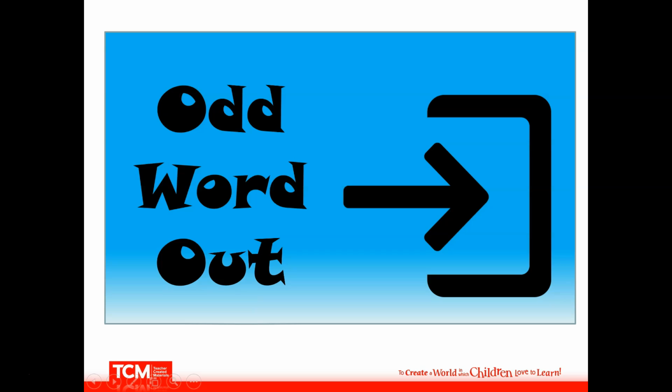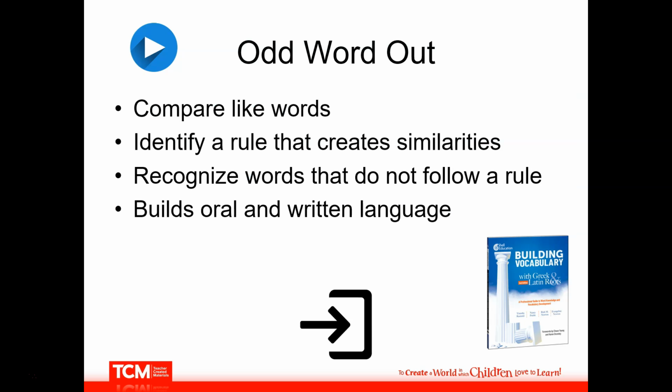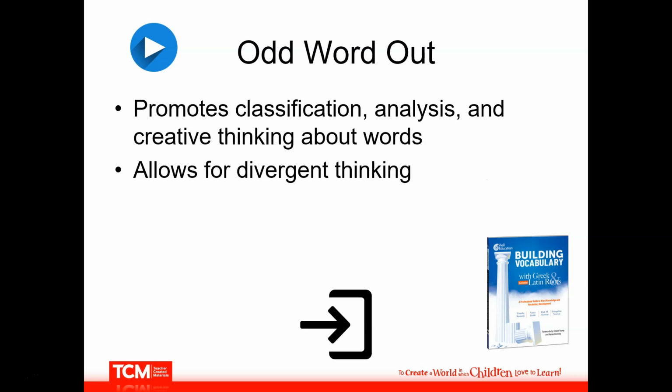All right, now that we've taken a look at semantic feature analysis, let's dive into the second strategy for today, which is called the odd word out. What odd word out allows us as educators, and allows our students, to do is compare like words. But the other thing that we have to make sure they do is identify a rule that creates the similarities between those words, and then also recognize words that do not follow a rule. This helps them build oral and written language. It also helps promote classification, analysis, and creative thinking about words, and allows for divergent thinking.